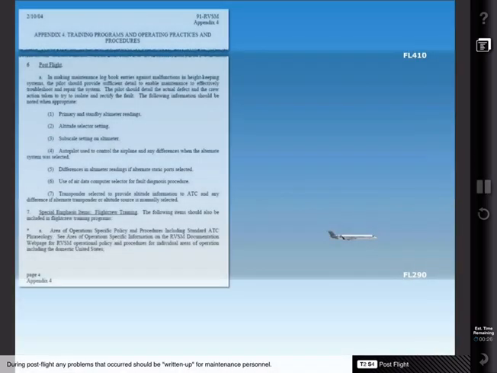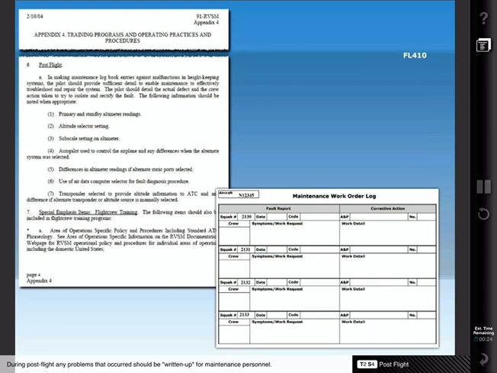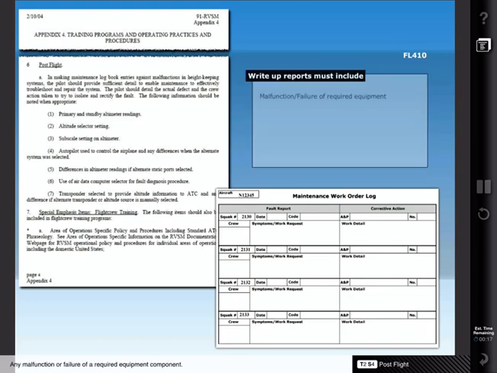During post-flight, any problems that occurred should be written up for maintenance personnel. These reports must include any malfunction or failure of a required equipment component, and any altimeter readings that exceed tolerances. In the maintenance write-up, be sure to include sufficient detail to enable maintenance personnel to troubleshoot and repair the affected system.